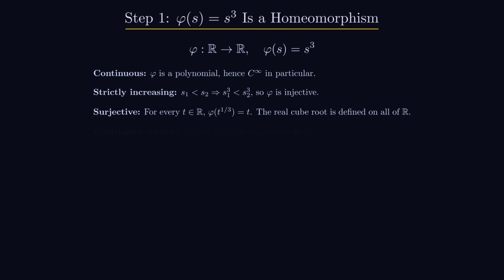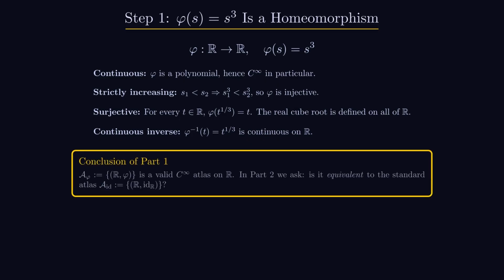On the open set where t is positive, t to the 1/3 is a composition of continuous functions and is continuous there. On the open set where t is negative, the same holds by the formula negative of the absolute value of t raised to the 1/3 power. At 0, take any sequence t sub n converging to 0. The absolute value of t sub n to the 1/3 equals the absolute value of t sub n all raised to the 1/3 power. This quantity converges to 0 as t sub n converges to 0. So phi inverse is continuous at 0 as well, and therefore continuous on all of R. Therefore phi is a homeomorphism.